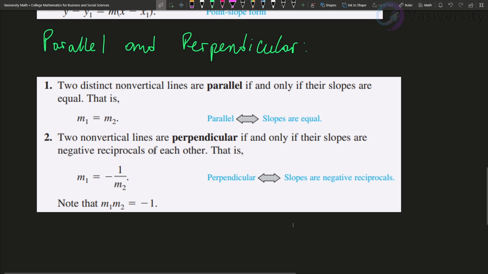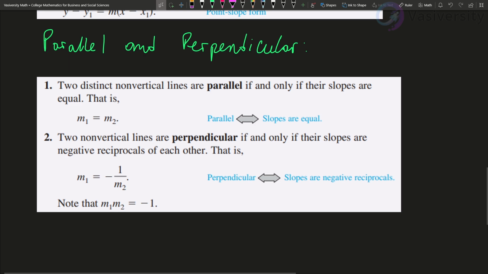Two non-vertical lines are perpendicular if and only if their slopes are negative reciprocals of each other. So that is m1 is equal to negative 1 over m2, or in other words, m1 times m2 is equal to negative 1. Here we have to make sure that neither of the slopes is 0. Right, this is very important, because the moment one of the slopes is 0, we have an undefined slope. So for two lines to be perpendicular, one has a slope of 0 and the other has to be vertical, right? As in the x and y axis case.